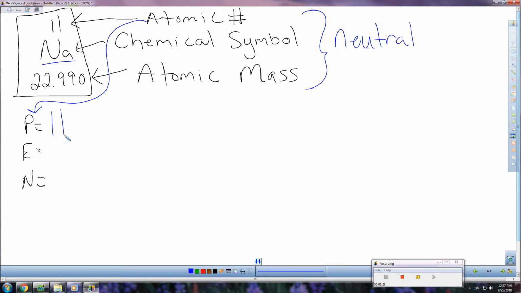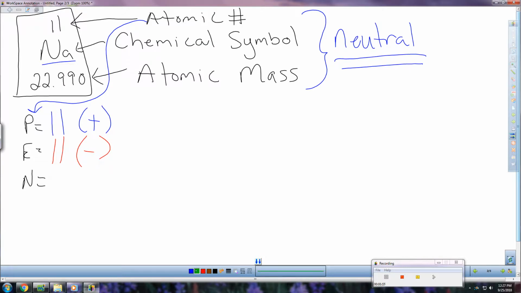Since we have 11 positive protons, in order to remain neutral, we have to have the same number of negative electrons. And so, if I have 11 protons, I must also have 11 negative electrons to balance each other out.